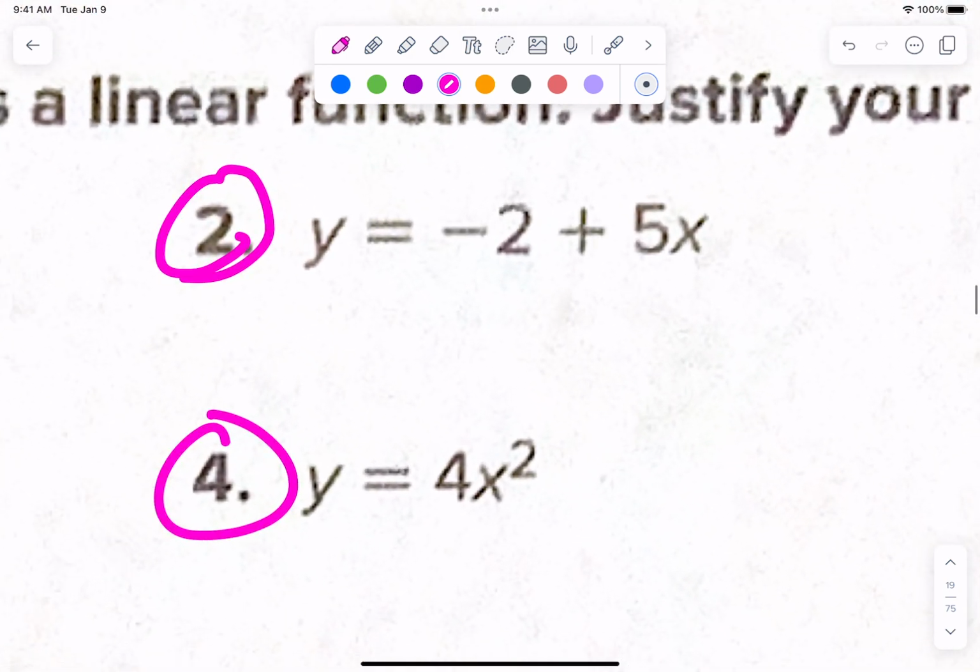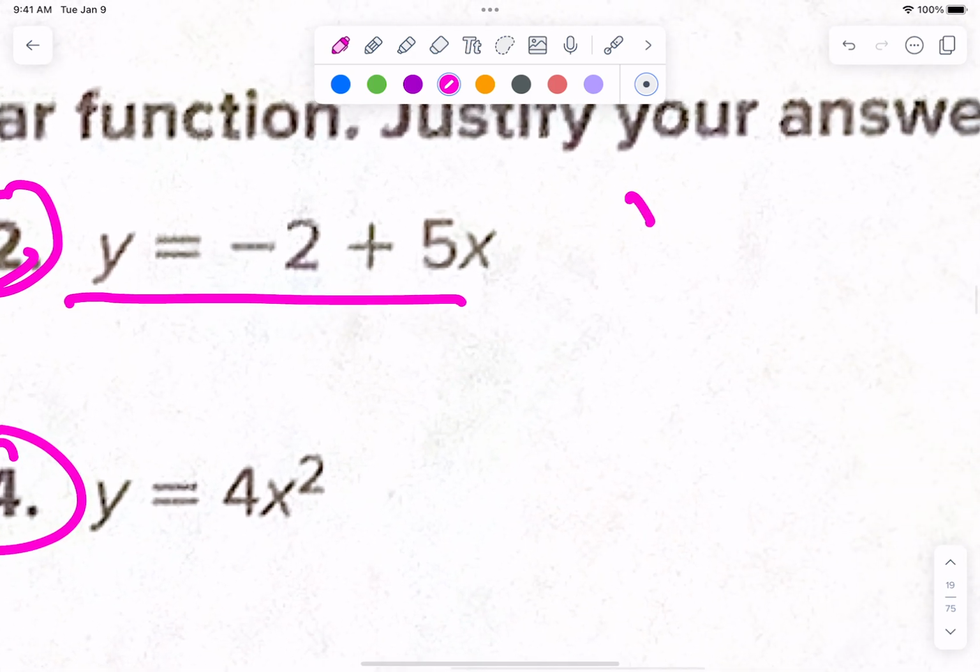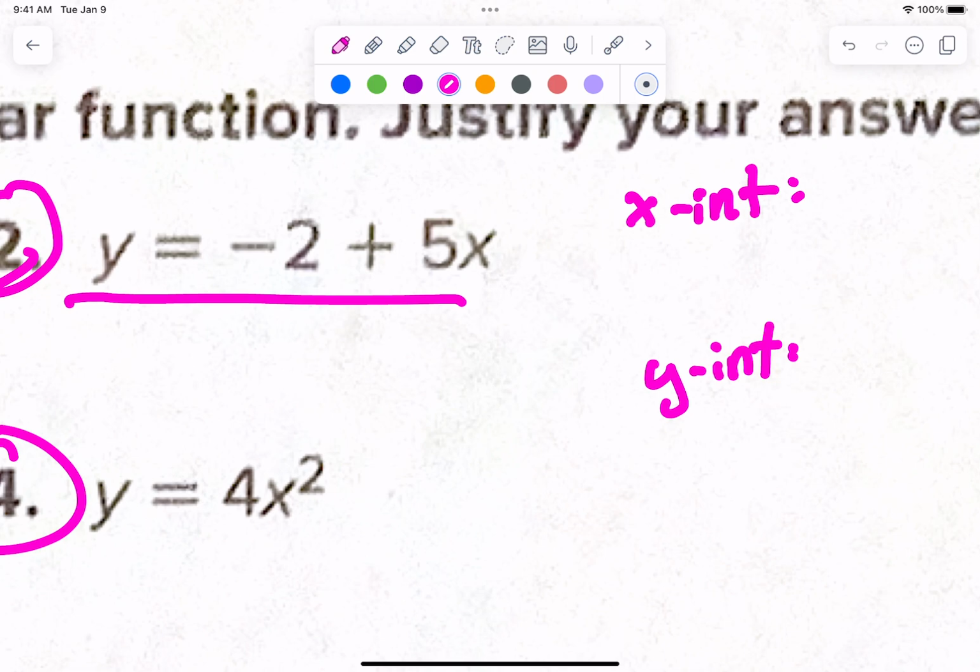All right, let's do this one right here. Can you find his x and y intercepts without graphing? Yeah? How? Plug 0 in. If you're trying to find the x-intercept, you plug 0 in for the other one, for y. Find the x-intercepts by plugging 0 in for y. Then find the y-intercept, plug 0 in for x. Do that real quick. Find the x and y intercepts.